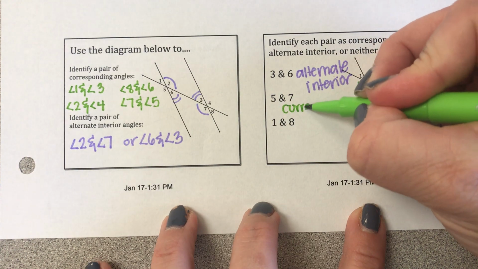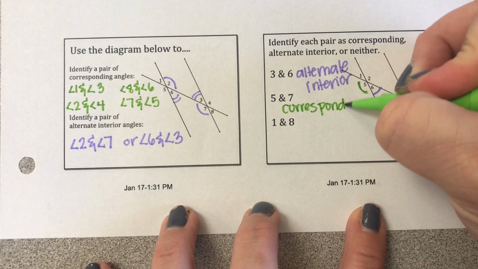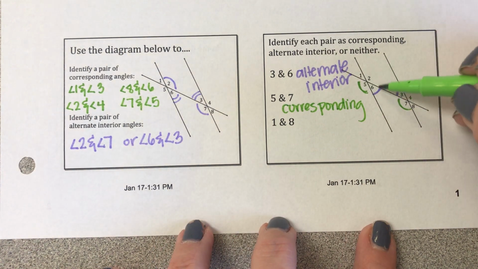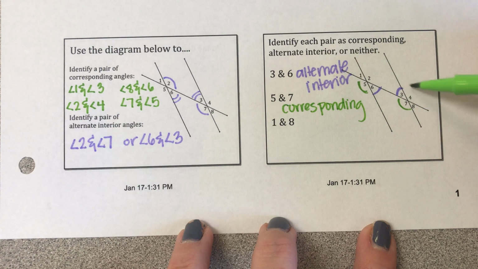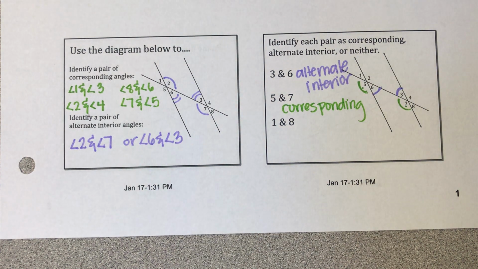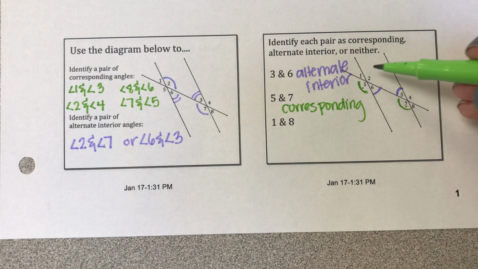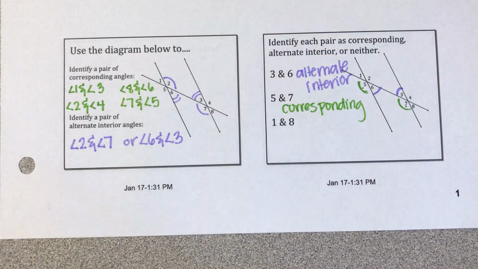They are corresponding. If I were to take these 4 angles and put them on top of these 4 angles, 5 and 7 would be in the same position. And then what about 1 and 8?